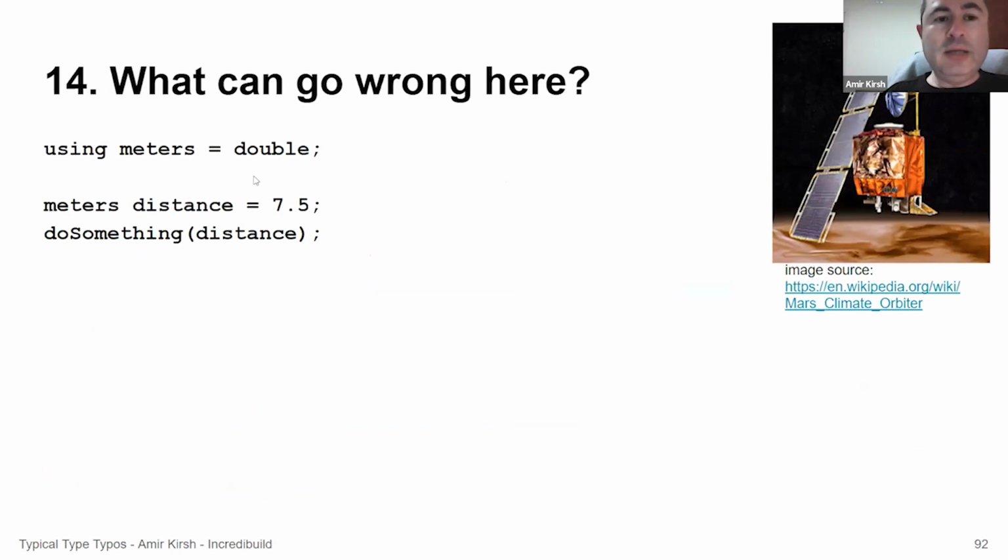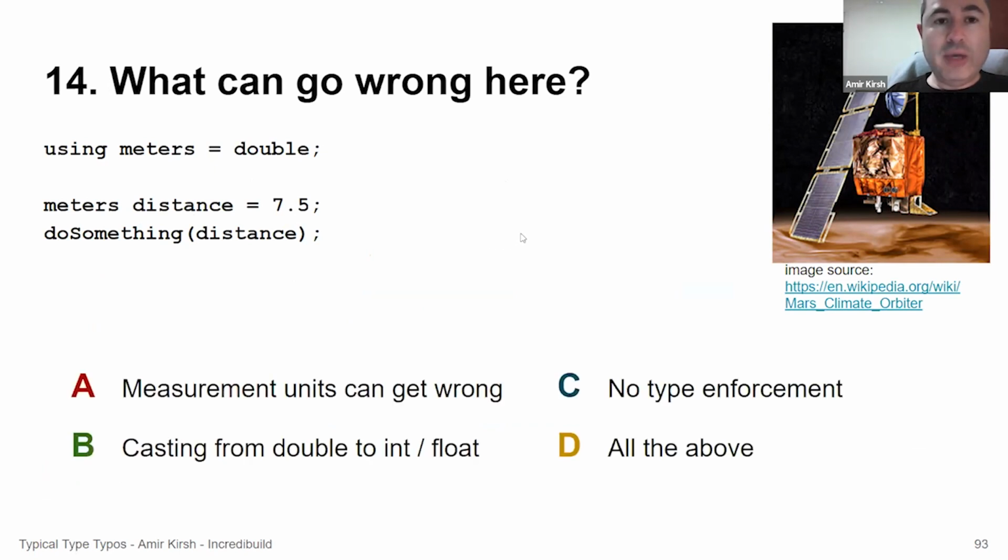I have a using meters equals double. I mean, when you say meters, I mean double. And then I have a meters distance of 7.5. And then I could do something with distance. And the answer of what can go wrong here relates to the Mars climate orbiter that crashed on Mars. Maybe some measurement units can get wrong, or maybe I'm casting from double to int or float, maybe no type enforcement, or maybe all the above.